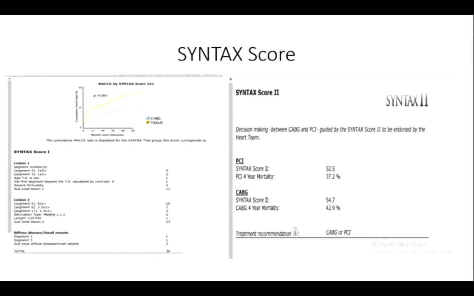So he has a CKD. His SYNTAX 1 score is 36. However, if you consider the SYNTAX 2, it favors PCI, considering the fact that he has severe kidney disease as well as his diabetes. His diabetes is under poor control. And so we decided to do a staged PCI for him.